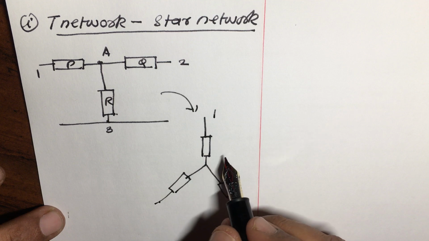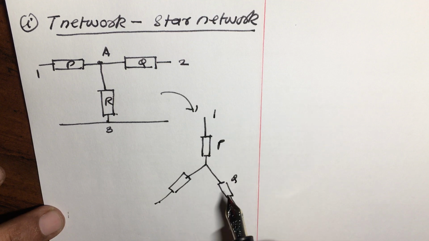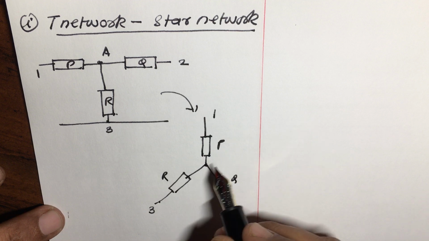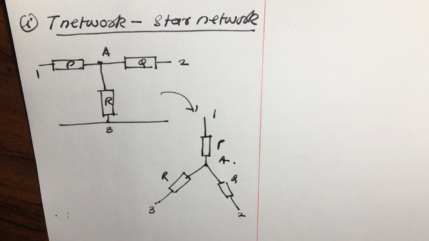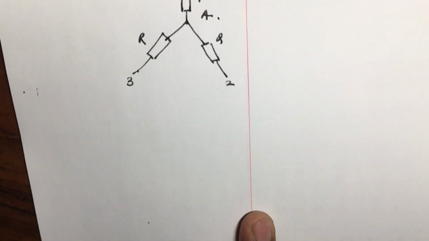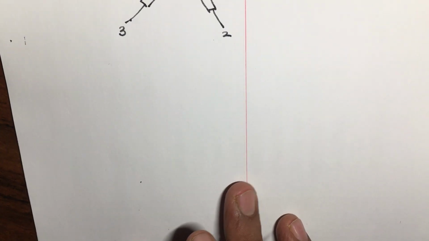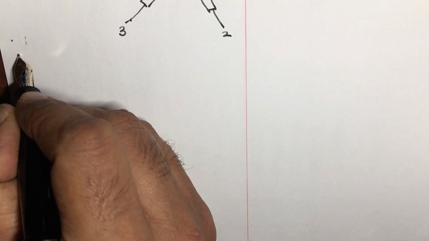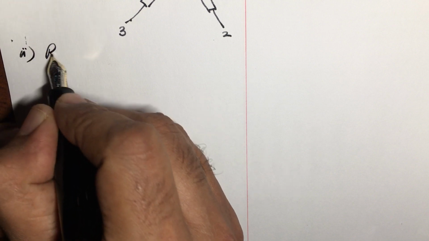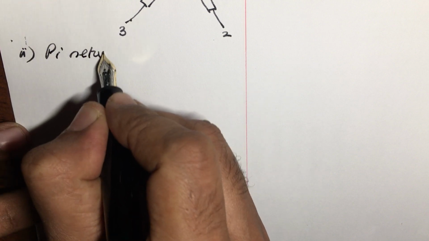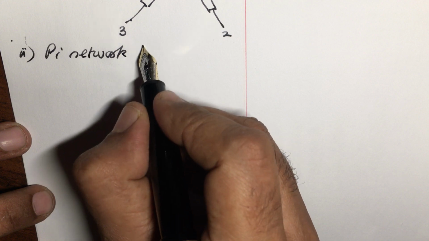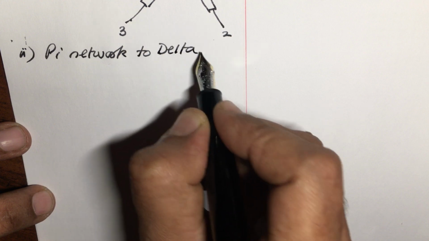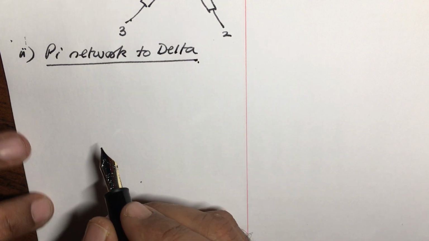This is 1, this is P, this is Q, this is R, this is 3, this is 2, and this is A. Okay, this was T network to star network. Okay, now if we talk about a pi network to a delta network. What is a pi to a delta network?